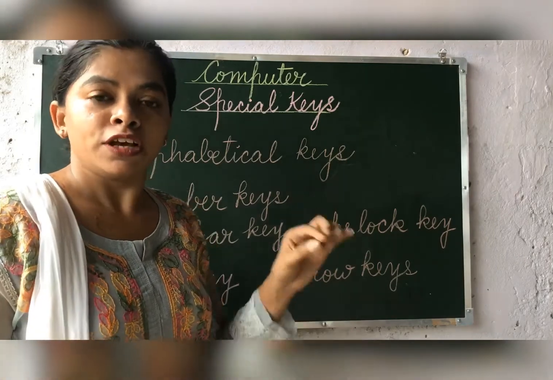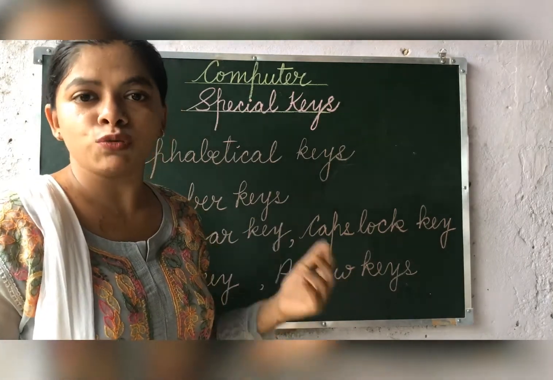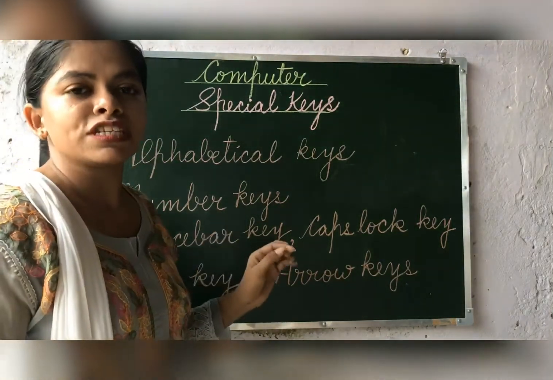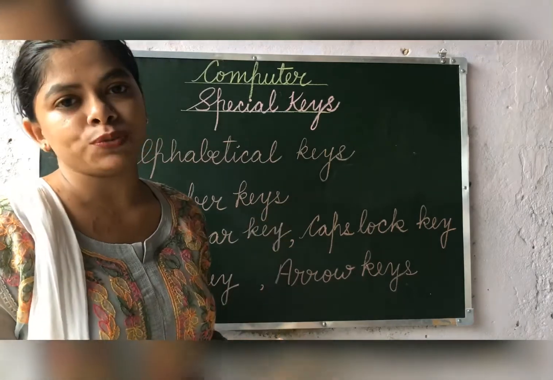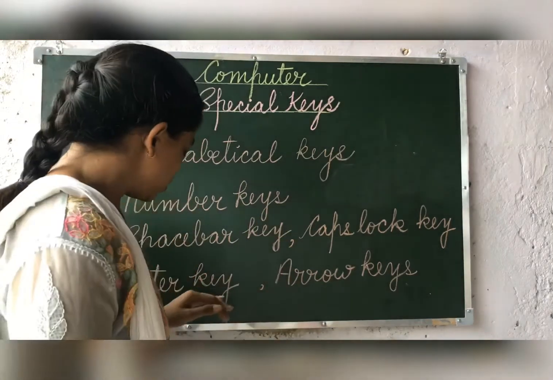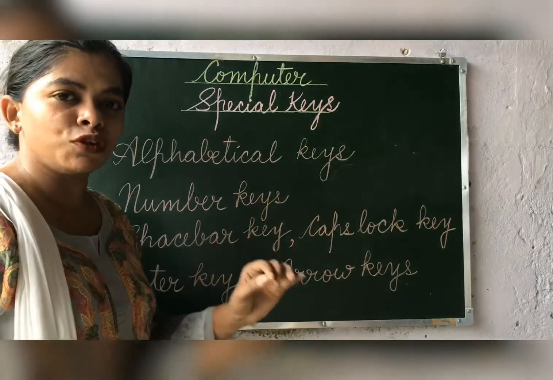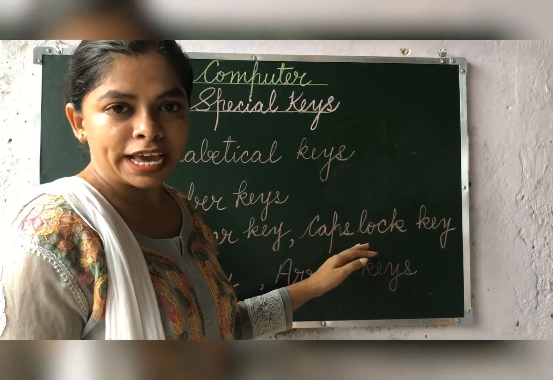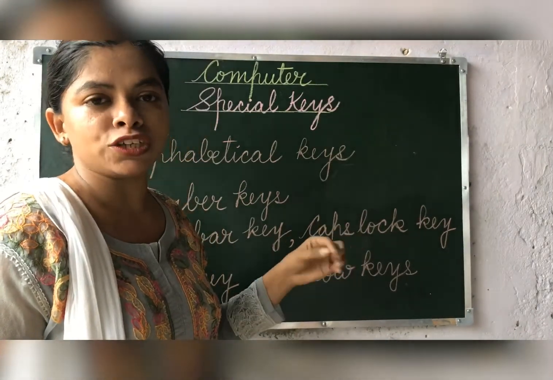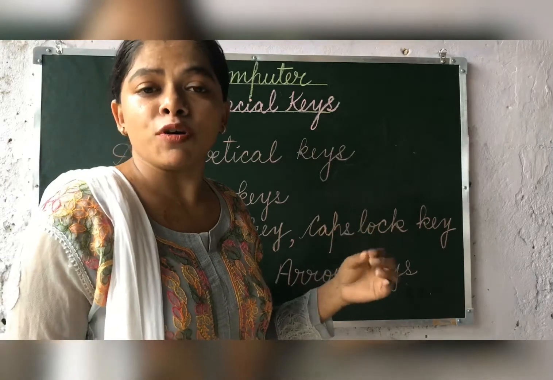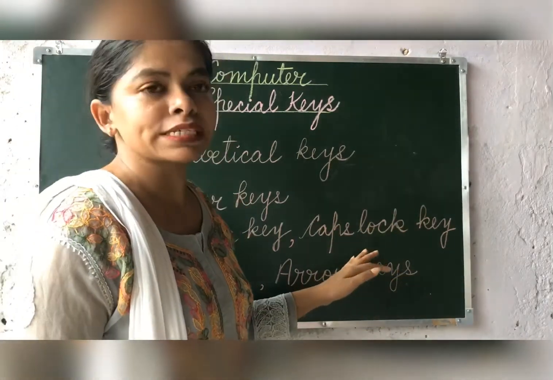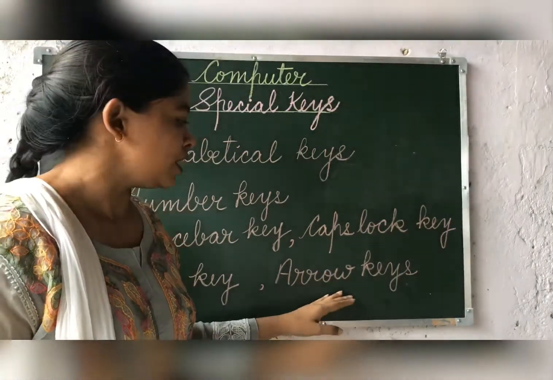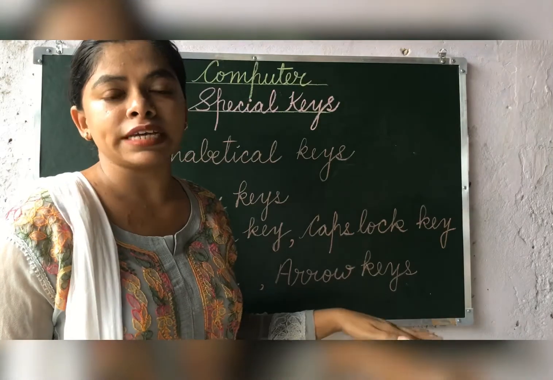Suppose you want to write your phone number on the computer. So which key will you use? You will use number keys. Then space bar key. Children, space bar key is used to give a space between the words. Next one is enter key. Enter key is used to move the cursor to the next line. Then caps lock key. Caps lock key is used to type in capital letters. If you want to write your name or something, and start the name or any word with capital letters, you have to press caps lock key for that. Next one is arrow key. There are 4 arrow keys on the keyboard. Arrow keys are used to move the cursor up and down, right and left.